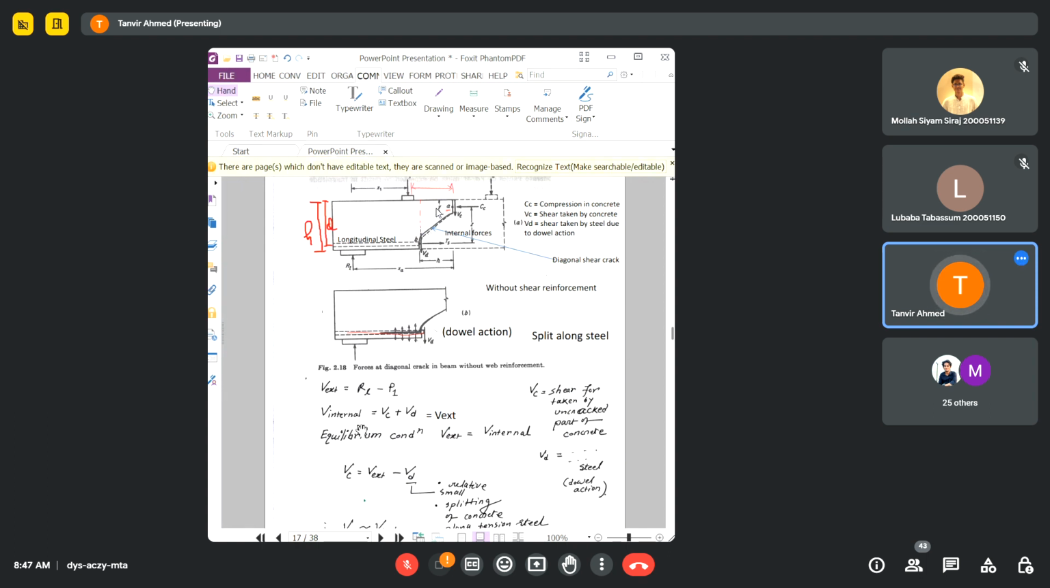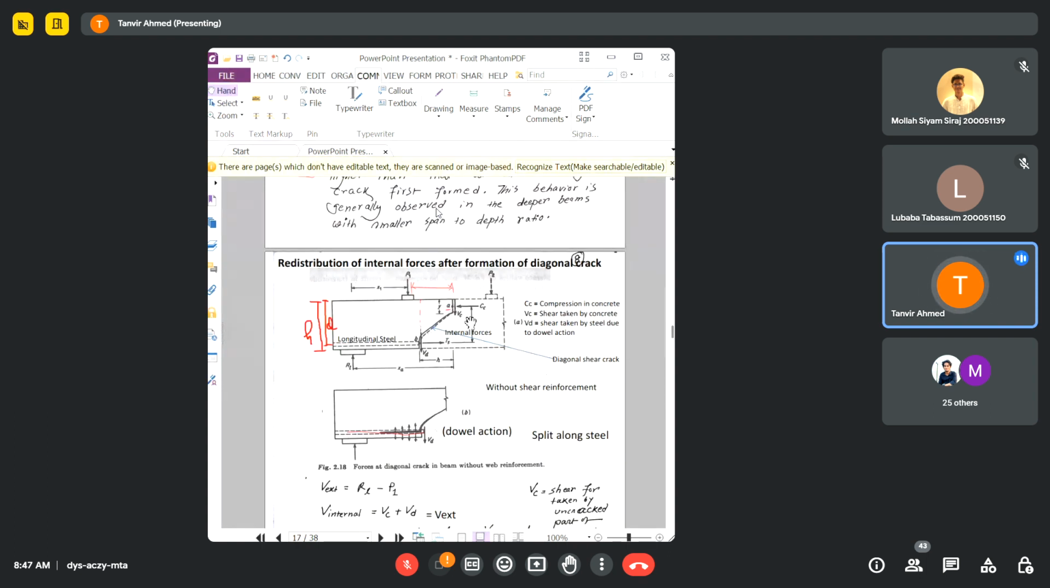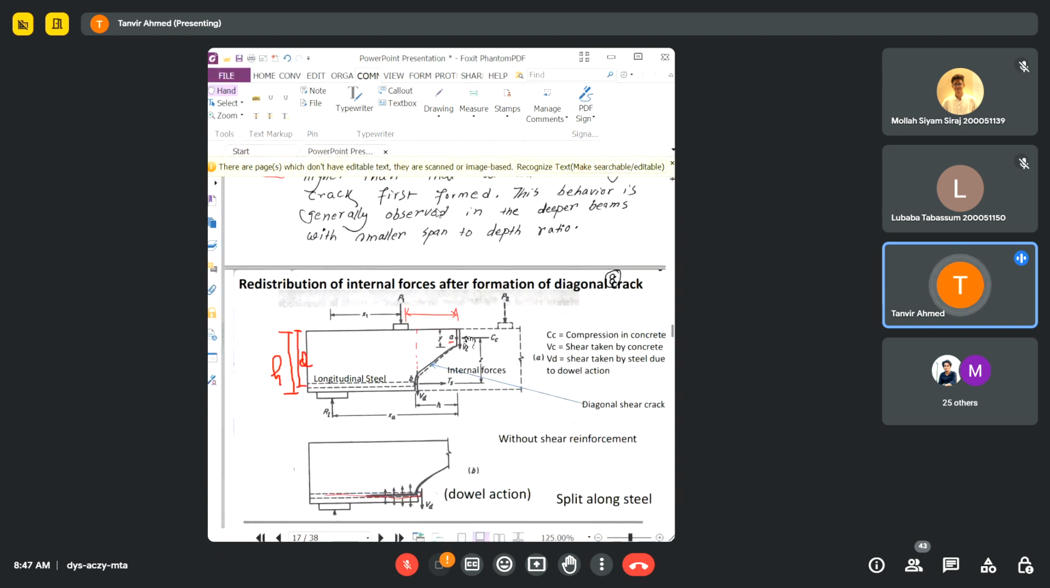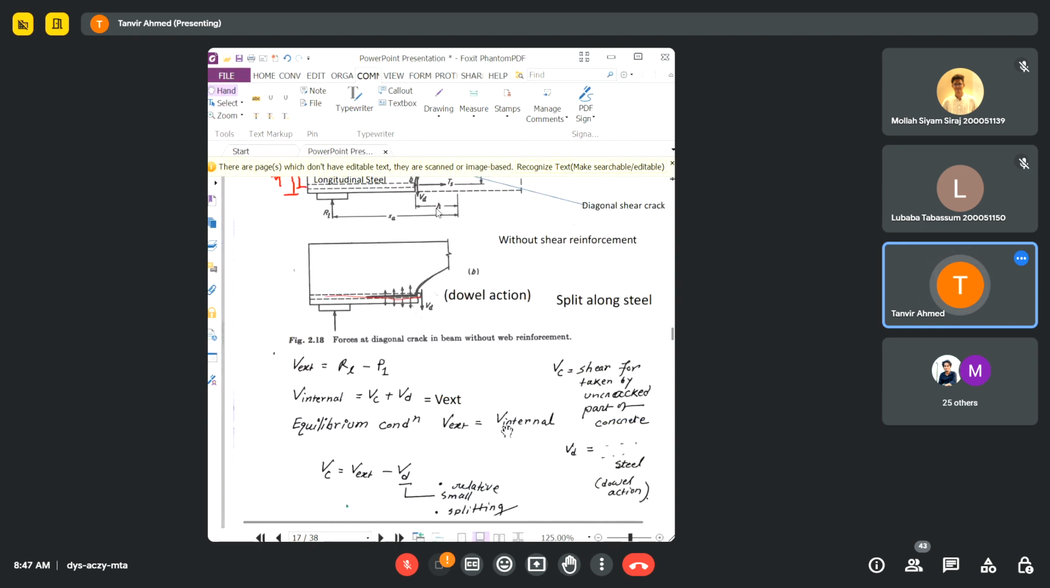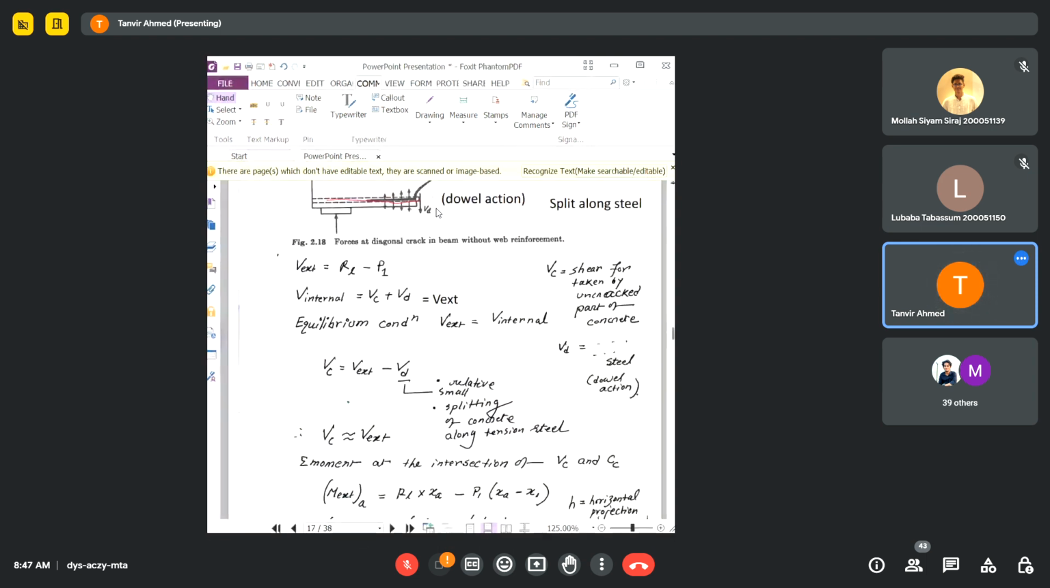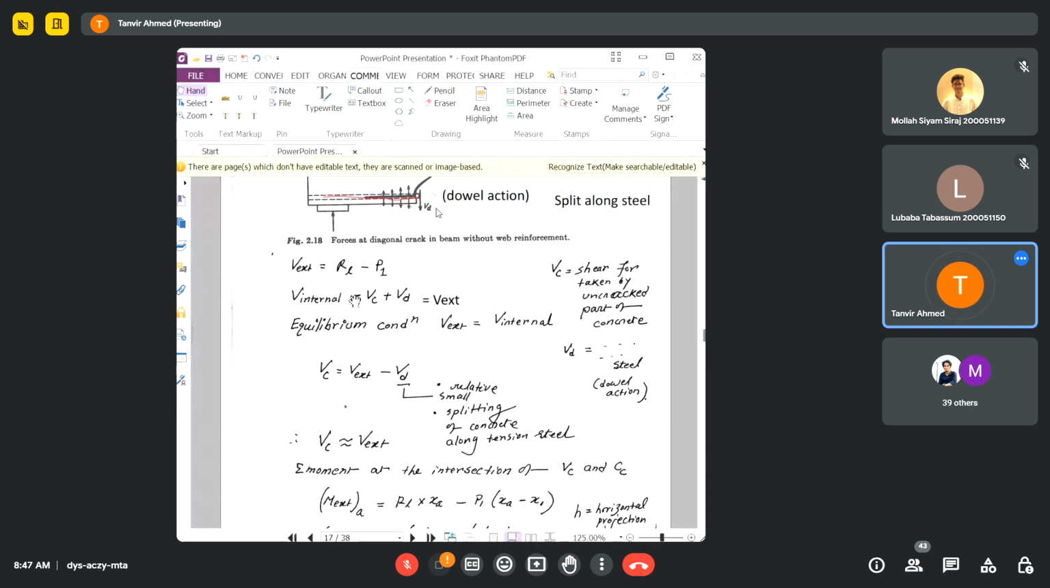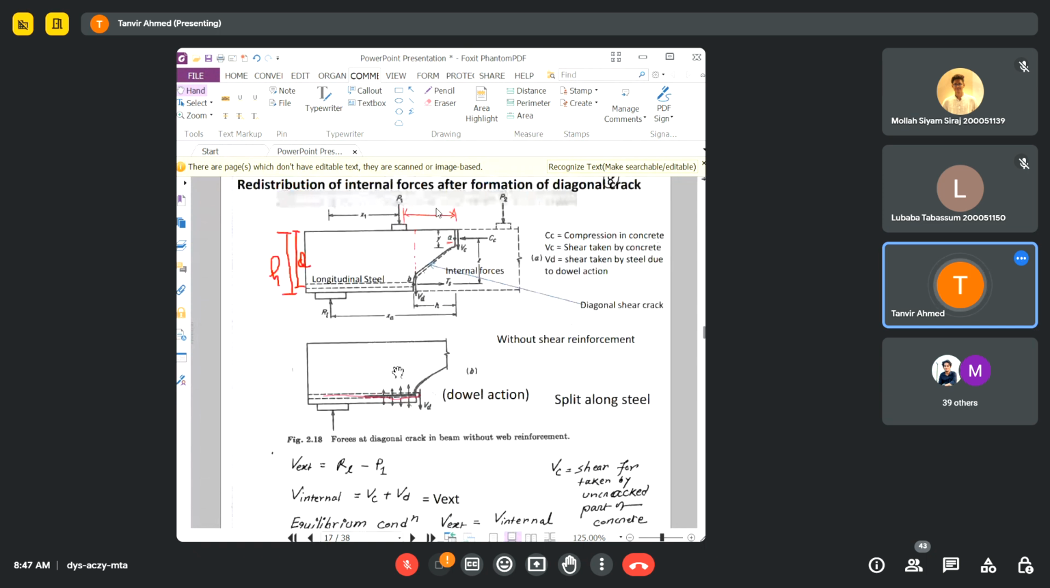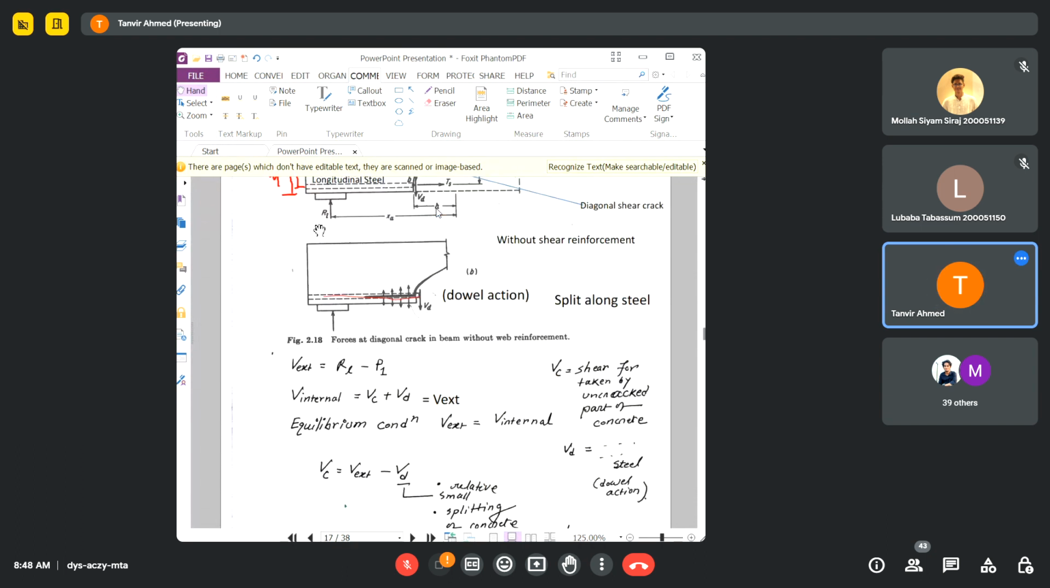The internal shear force will be nothing but the summation of the shear force on concrete and the shear force on steel, right? Shear force on concrete is Vc and shear force on steel is Vd. That's why the internal shear force will be simply Vc plus Vd. And the external and internal shear forces should be equal to keep the entire structure in static equilibrium.